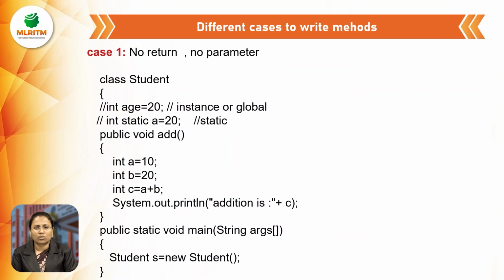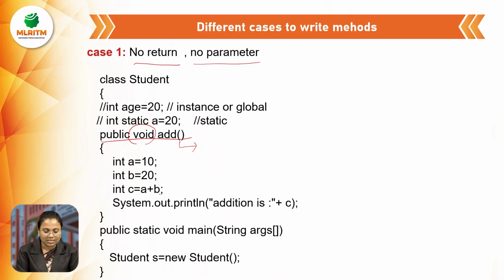So there are different ways of defining methods. I have categorized them into 4 cases. The first case is no return, no parameter. That means the method cannot return any value and I cannot pass any parameter. See here, public void add. Here there is no return type. If I'm not returning any value, you should keep void as the return type. And am I passing any parameters here? No, I'm not passing any parameters. So that's why this case is no return, no parameter.